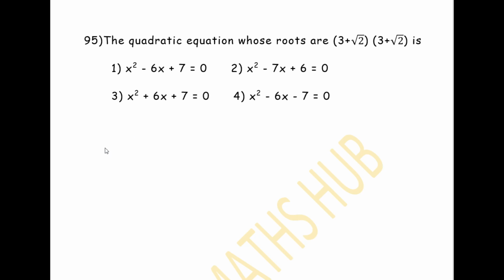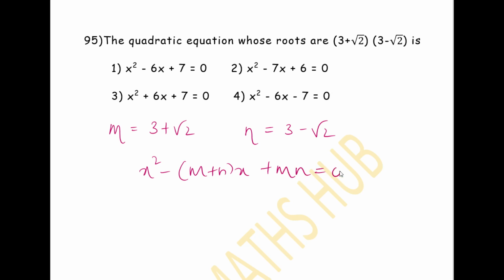Now moving to question number 95. Given the roots of the quadratic equation are 3 plus root 2 and 3 minus root 2. The quadratic equation is, now first root m equals 3 plus root 2, n equals 3 minus root 2. Now the standard form of a quadratic equation in terms of its roots is x square minus (m plus n)x plus mn equals 0. What we need to find out? We need to find out m plus n.